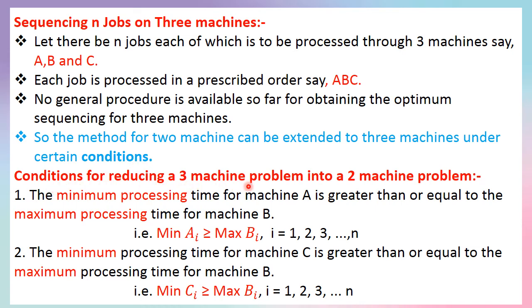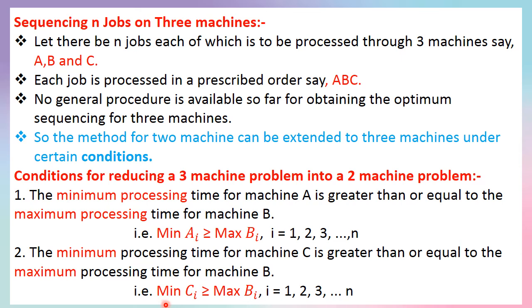Conditions for reducing a 3 machine problem into a 2 machine problem. That is, if a 3 machine problem is given, we will reduce it into a 2 machine problem, and then use the methods that are used for 2 machines. Now, the first condition is that the minimum processing time for machine A is greater than or equal to the maximum processing time for machine B. So this condition should be satisfied. And one more condition, that the minimum processing time for machine C is greater than or equal to the maximum processing time for machine B.